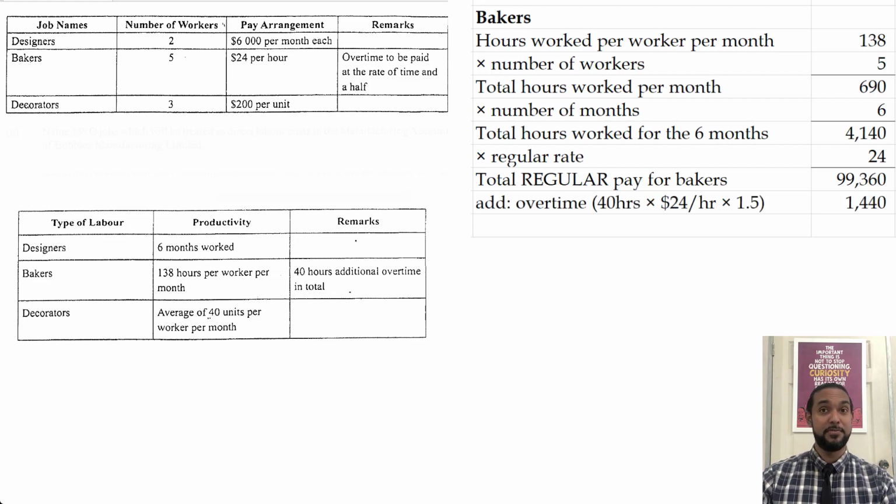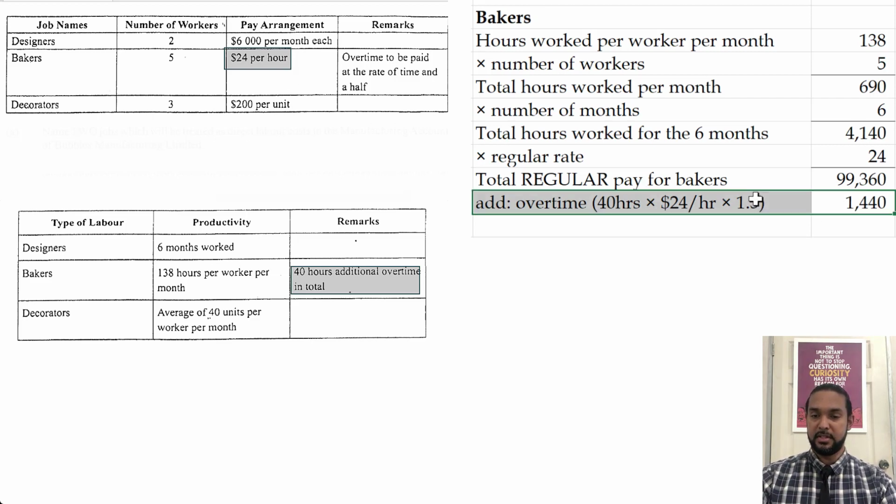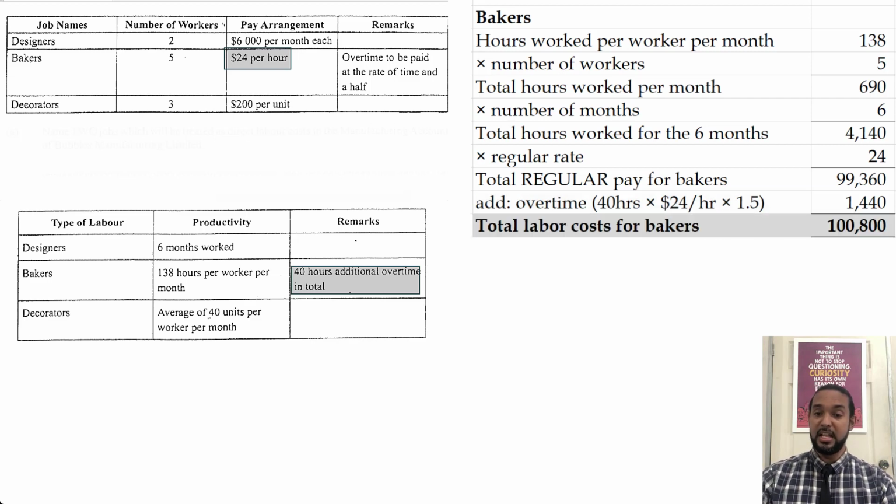Now the question did say 40 hours overtime. Let's just double check that here: 40 hours additional overtime in total. And on here, it says overtime to be paid at a rate of time and a half, which means it was $24 per hour for regular pay. Time and a half means 1.5 times that amount. So you're going to see across here that it's 40 hours by $24 per hour by 1.5, giving us $1,440, for a total labor cost for the bakers of $100,800.